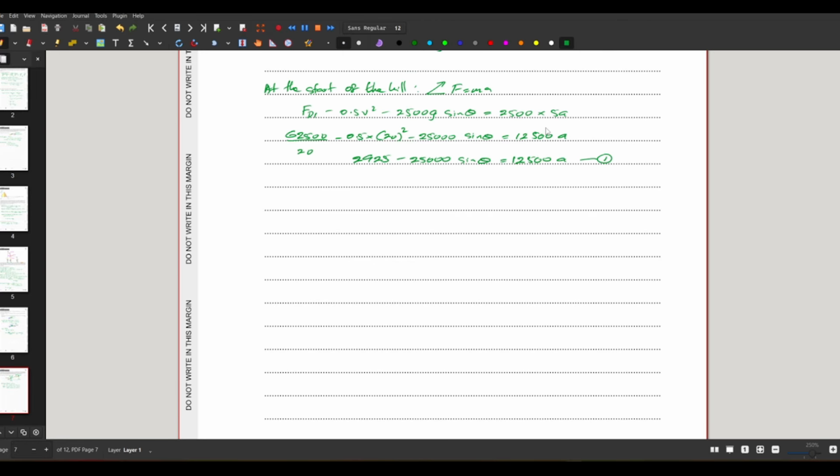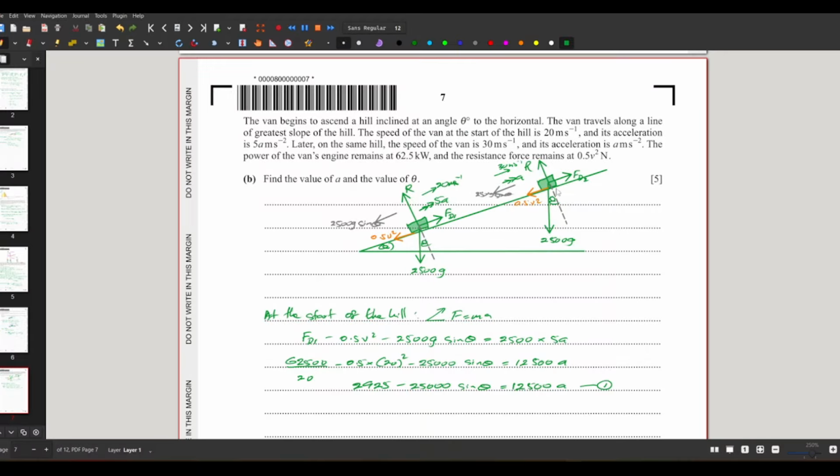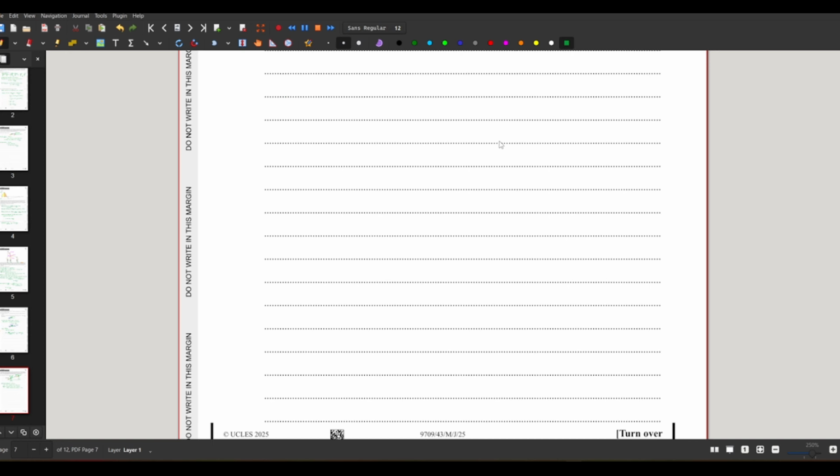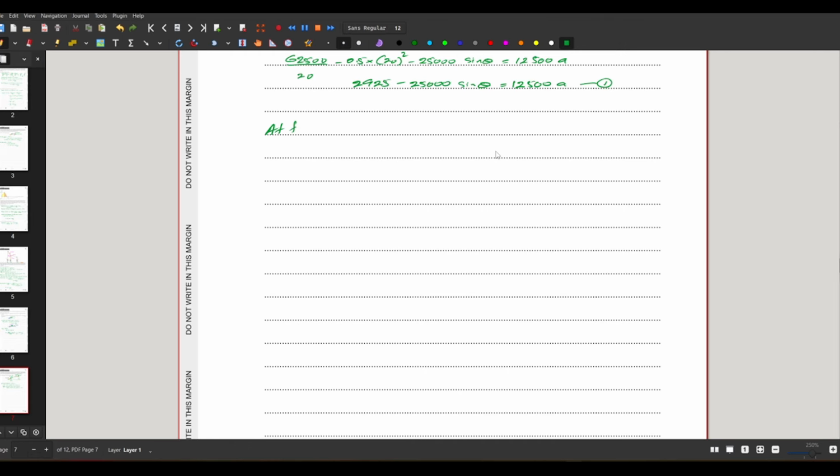So I'm going to keep 12,500A as it is, because with the next one, again we apply F equal ma for the second situation. And so when we divide two equations, we can cancel out a, and so we can simply find theta. Okay, so that's my target. And at the second point, again you can apply F equal ma along the surface.